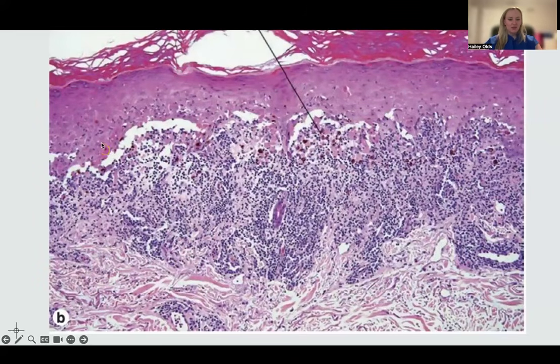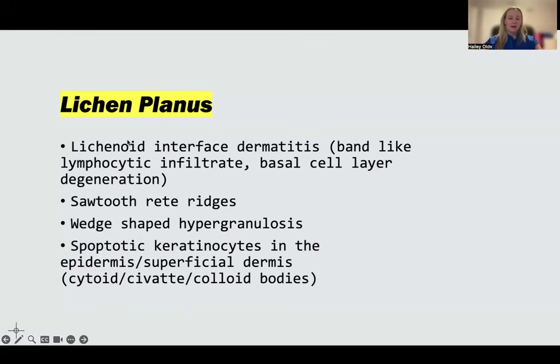Those are going to be bright pink. So like there's one. That's probably one. So those are called Civatte or colloid bodies, kind of depending on where they are.